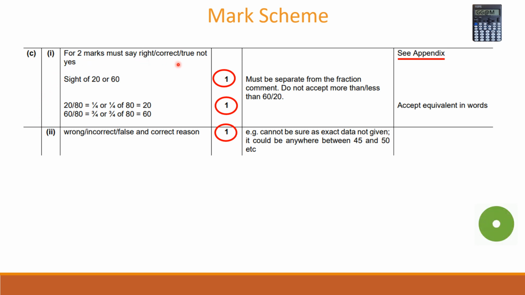You need to make sure whether you're saying it's right, true, or you're saying yes. As long as you've given an answer, or for this one here, wrong, incorrect, false, any of those are correct. This must be separate from the fraction, so you must give a reason as well as the fraction, or the working out of the fraction to give you 60. You must give a comment as well to get the 2 marks.